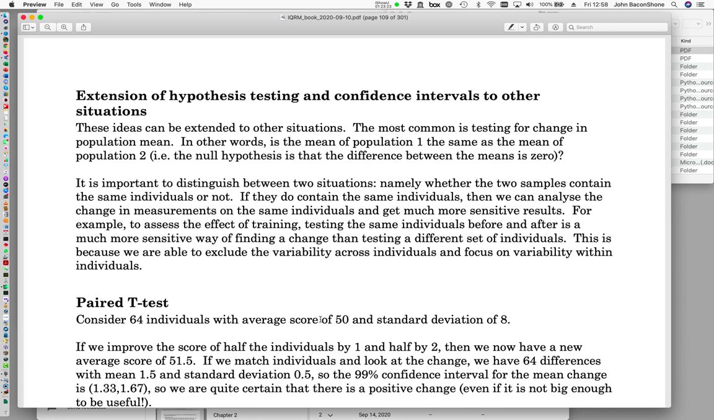This is what we call a paired t-test. Paired because we're matching the individuals before and after. T-test because in this particular situation, we don't know the variability in general of the change. We have to assess that based on the sample. The theoretical argument can't tell us. The theoretical argument told us that even if we know the variability of the individuals before and after, that doesn't tell us about the variability of the change in those individuals. So we have to estimate the variability of the change from the sample.